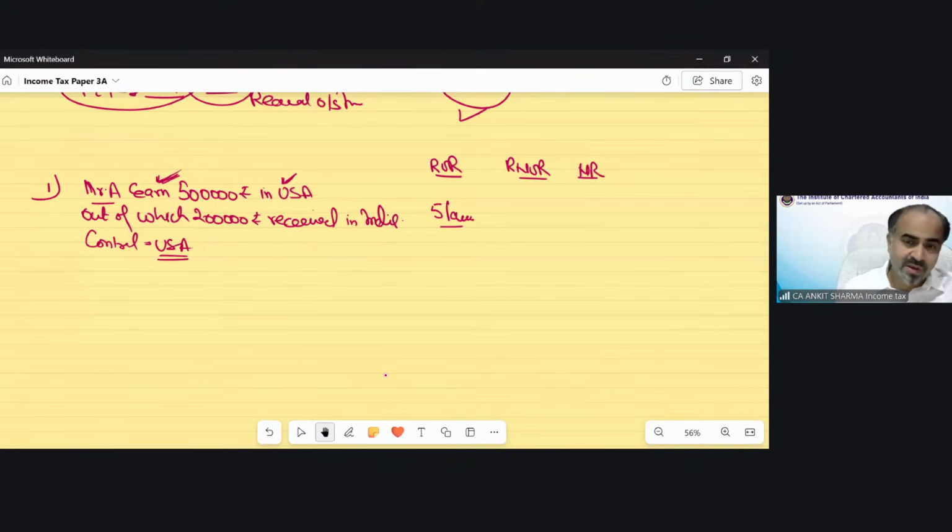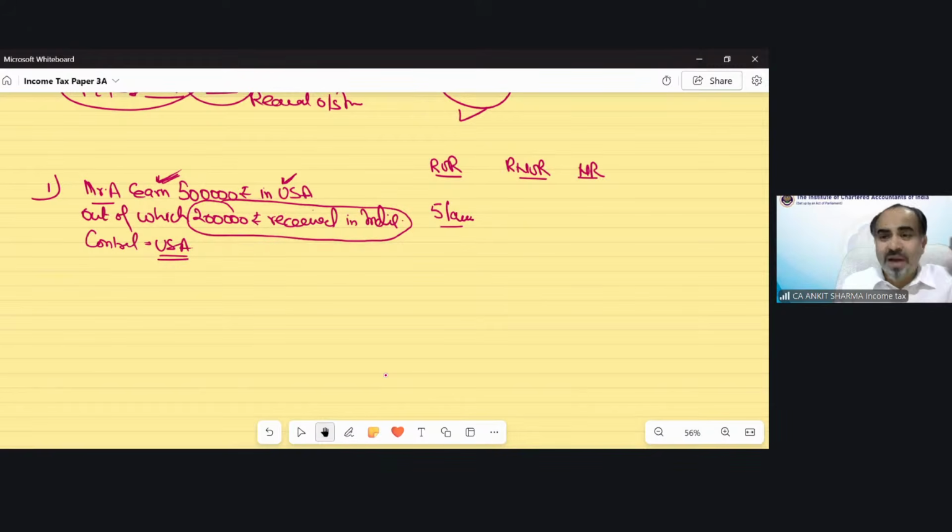Now second, RNOR only taxes three kinds of income: arise in India, received in India, and control from India. So in this question, you will see arise is 5 lakh, which is outside India. So arise basis, we cannot tax it. But out of which 5 lakh, 2 lakh is received in India. So RNOR will come and tax 2 lakh rupees because 2 lakh rupees has been received in India. So RNOR is 2 lakh rupees.